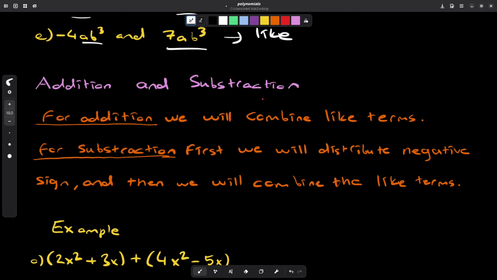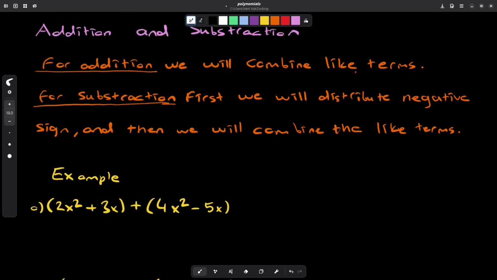Addition and subtraction. For addition, we will combine like terms like we just did. 5x squared plus 6x squared is equal to 11x squared. For subtraction, we will subtract them. 6x squared minus 4x squared, which is equal to 2x squared.